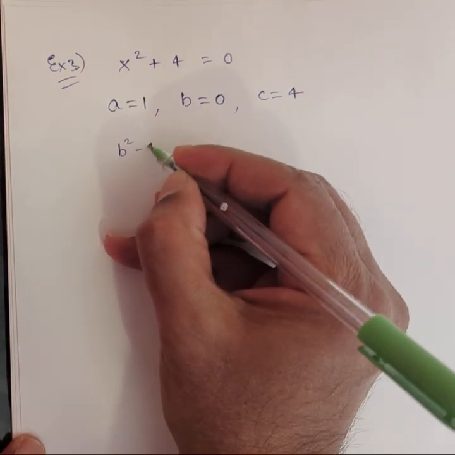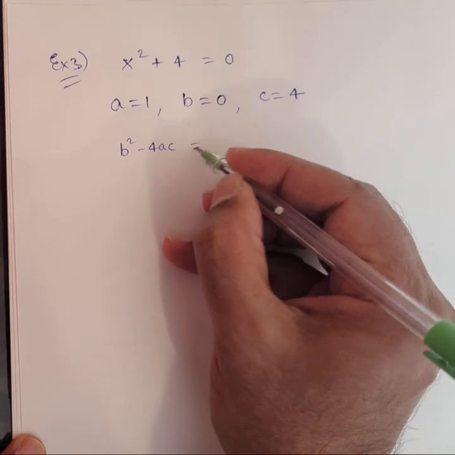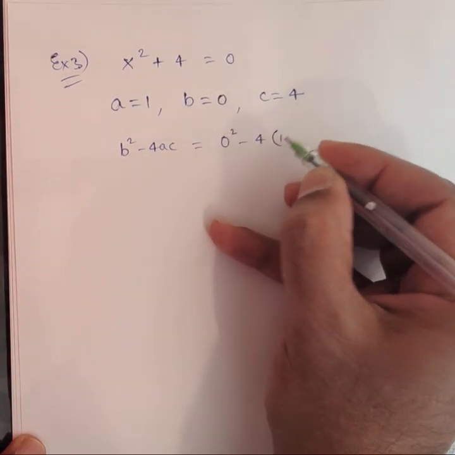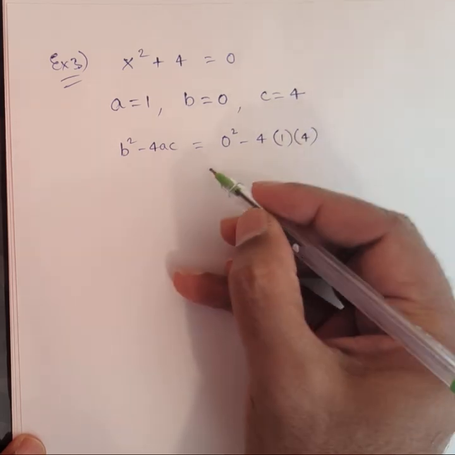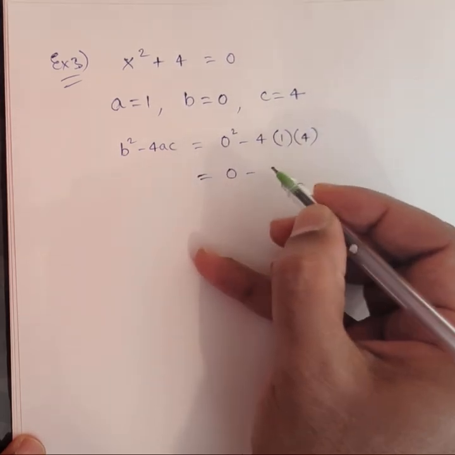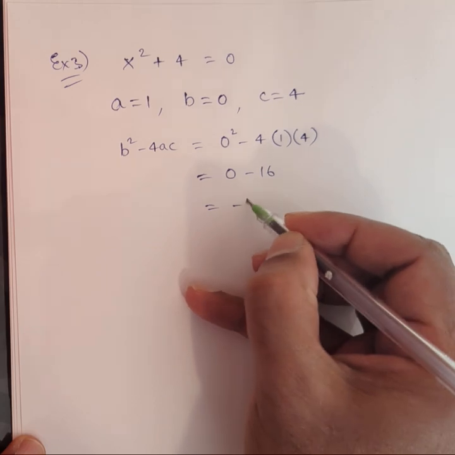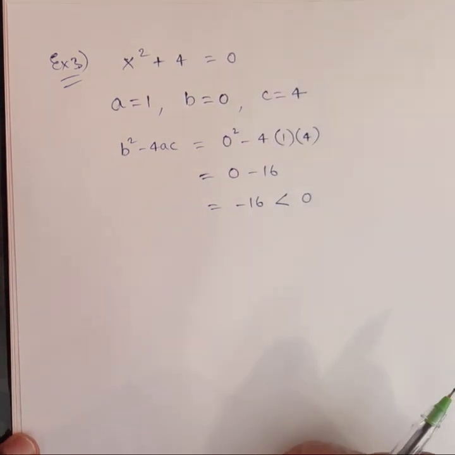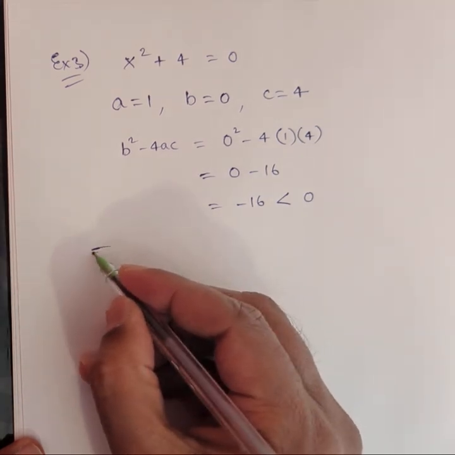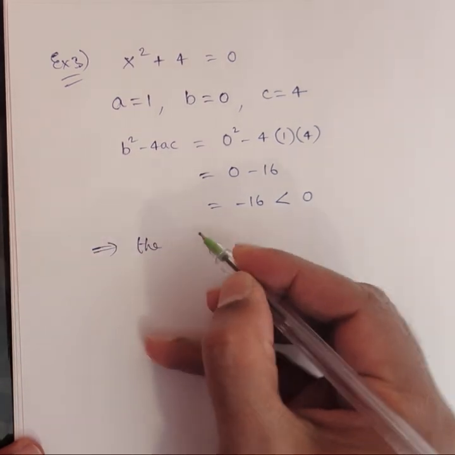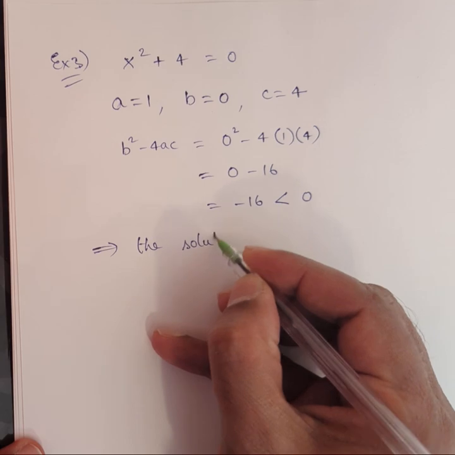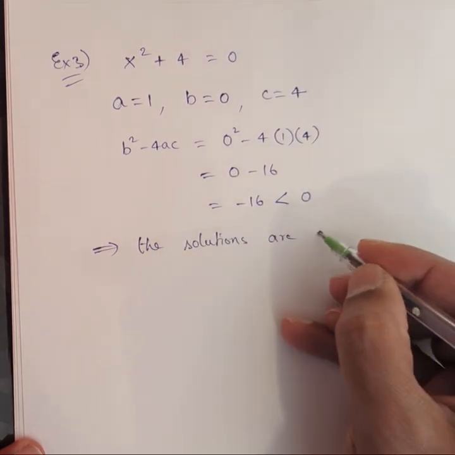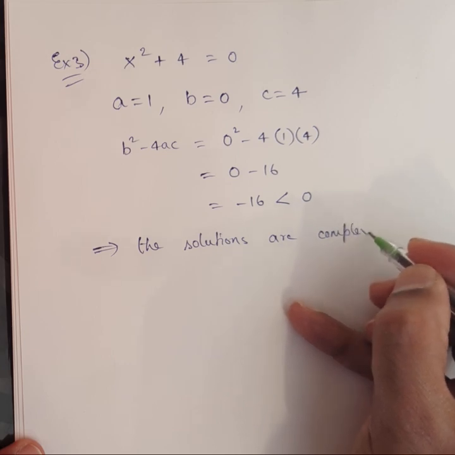And now if I compute the discriminant, I got to do 0 squared minus 4 times 1 times 4. So this happens to be 0 minus 16, that's negative 16. Now a negative number is less than 0 and the solutions are imaginary. The solutions are complex conjugates.